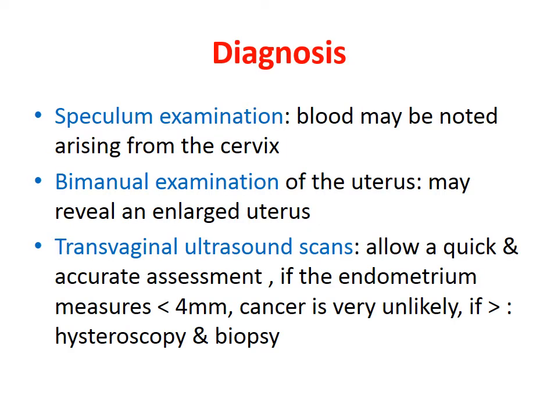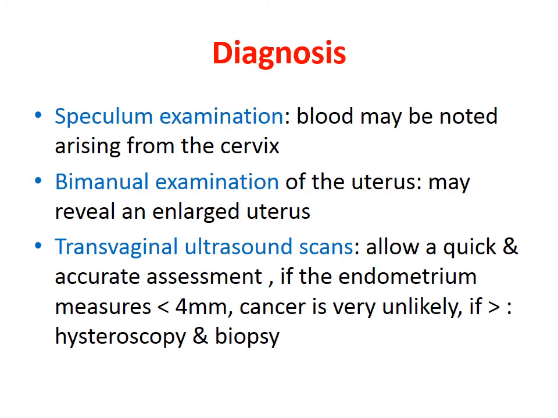How can those patients be diagnosed? Of course, starting from the examination, using a speculum examination, we can see blood that may come out through the cervix. By manually examining the uterus, an enlarged uterus may be felt. And of course, using transvaginal ultrasound scans will allow a quick and accurate assessment of the endometrium.